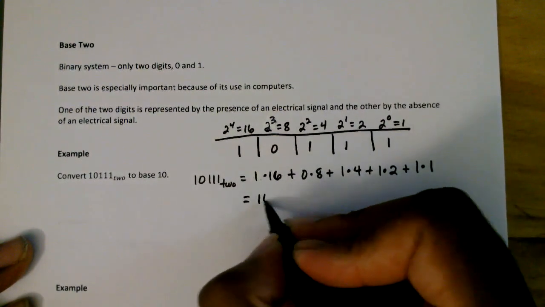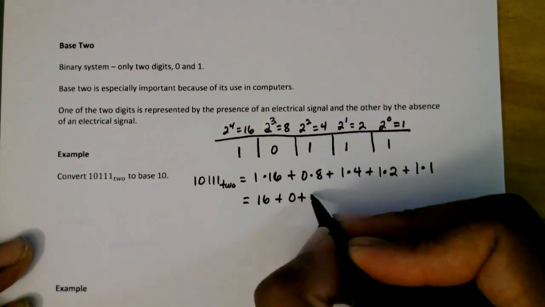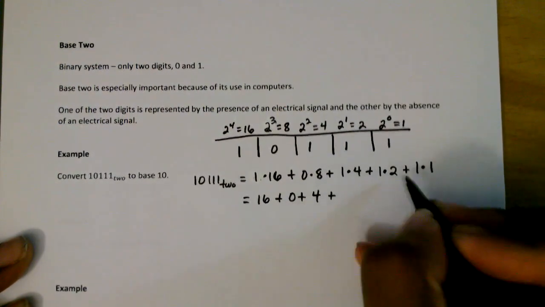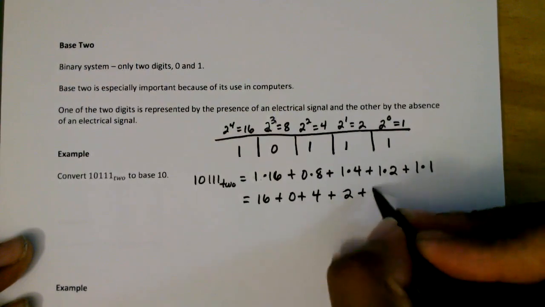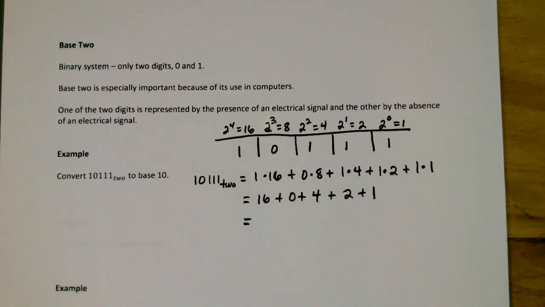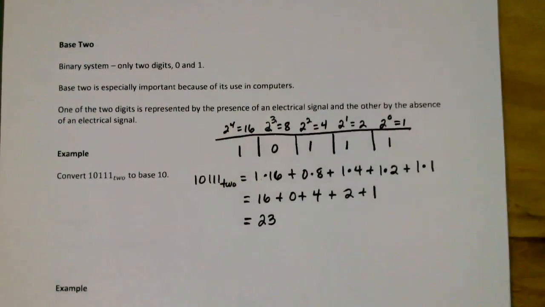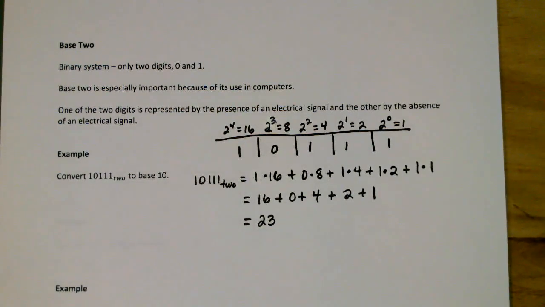So 1 times 16 is 16. 0 times 8 is 0. 1 times 4 would be 4. 1 times 2 would be 2. 1 times 1 would be 1. Add 16, 0, 4, 2, and 1 together, you'll end up with 23. So in this case here, the number 23 is the base 10 number for 10111 base 2.